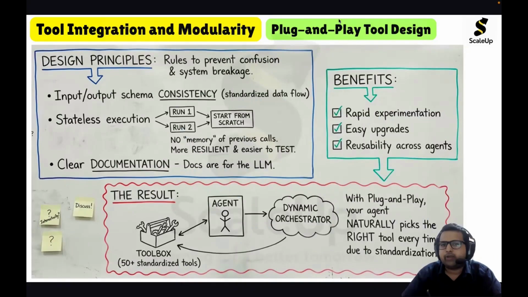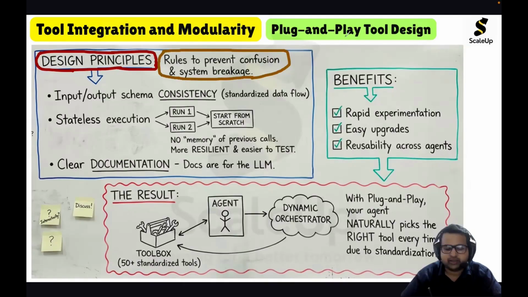Now let us look at plug and play tool design principles. So now we will discuss the design principles. Basically, design principles are the rules you follow to ensure the agent does not get confused or break the system. They are very important rules to prevent confusion and system breakage.